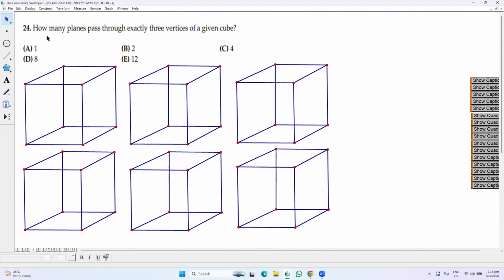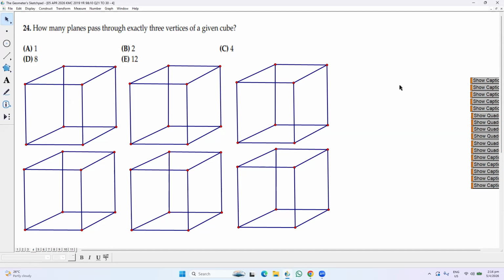Okay. How many planes pass through exactly 3 vertices of a given cube? Is it only one plane? Two? It must be 3 vertices. Yeah. There are planes that pass through 4 vertices, like one face. The top face is a plane. It has 4 vertices. You only want those that have exactly 3 vertices. How many such planes?